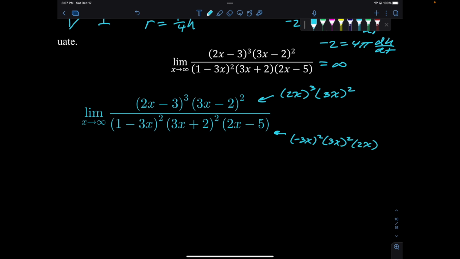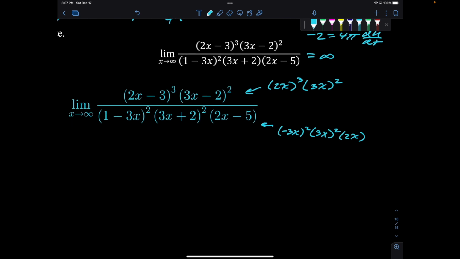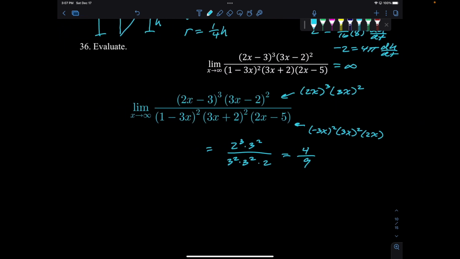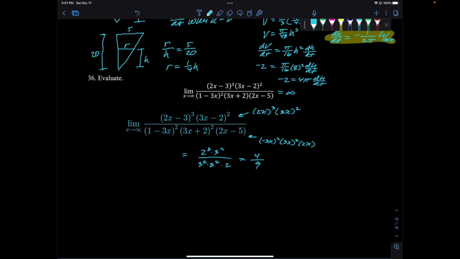All right, so if you have a 5th degree over a 5th degree, you're going to get the ratio of the dominant term, so the highest powered thing, or the leading coefficients. So here in the numerator, there's a 2 cubed and a 3 squared. In the denominator, there's a 3 squared, a 3 squared, and a 2. So I think that overall, we will get 4 over 9. So that's just a different problem. I think that's probably what I meant to do, but didn't do the first time. So there you go, multiple examples.